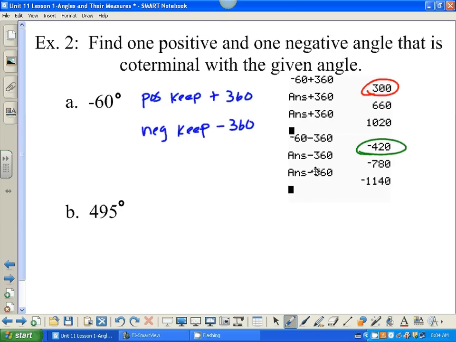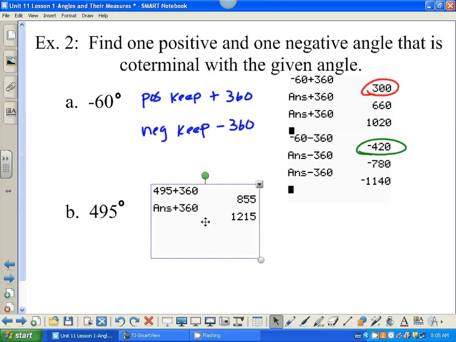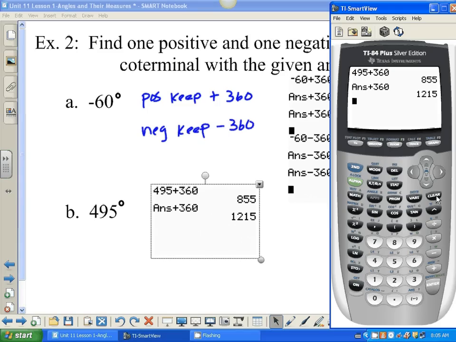All right, 495 degrees: we want a positive and a negative coterminal angle. So kind of similar. If I take 495, I can add 360 to get a positive coterminal angle. I could add another 360. Those are both considered positive coterminal angles. But watch what happens when I go for the negative. If I take 495 and I subtract 360, I still get a positive answer. So I can't use 135 as the answer to a coterminal angle that's negative. You need to keep subtracting 360 until you get a negative.